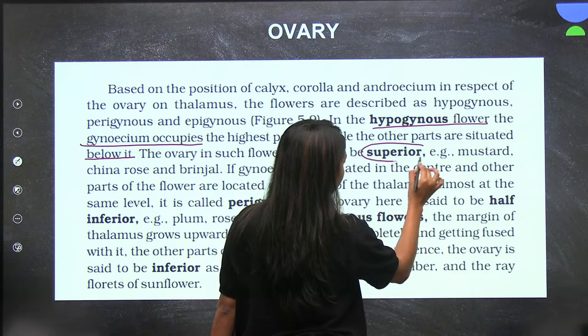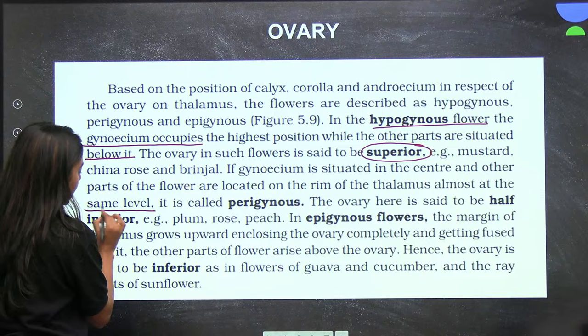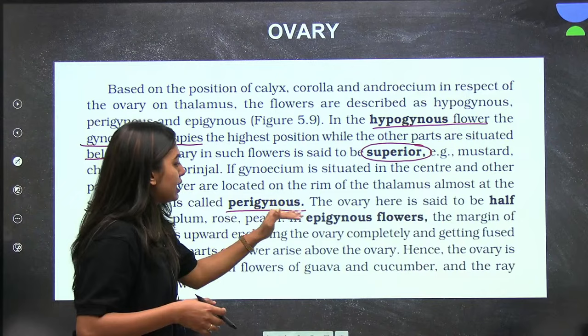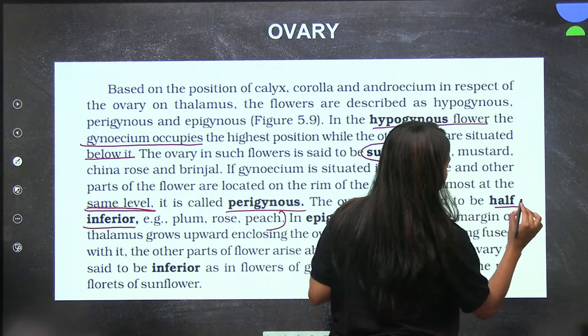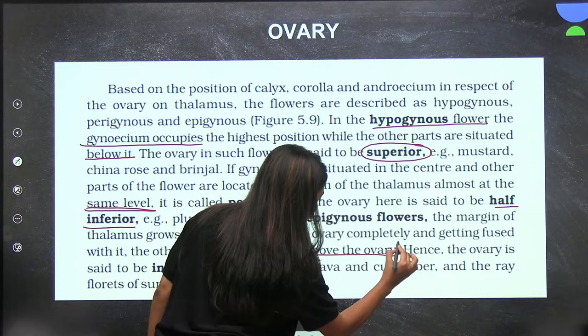Now, if the gynoecium is situated in the center, and other floral parts are located on the rim of the thalamus almost at the same level, it is called the perigynous condition. The ovary here is said to be half inferior. Examples: plum, rose, peach. It could be half inferior or half superior. Now, epigynous condition: the thalamus grows upwards, enclosing the ovary completely and fusing with it. Other parts of the flower arise above the ovary. That means the ovary is inferior.